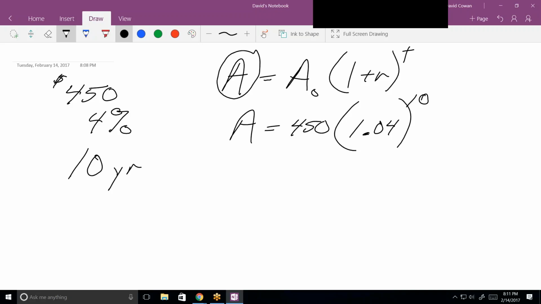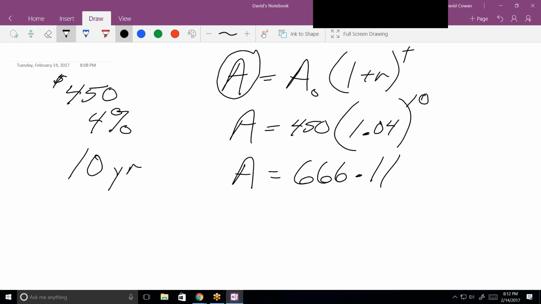Go ahead and come up with a value for A. Okay. This, I'm guessing, is going to be about $800, maybe $700. This one is 666.11. Now, how much interest did you earn? $666.11. No, that's what the value of your $450 is worth.